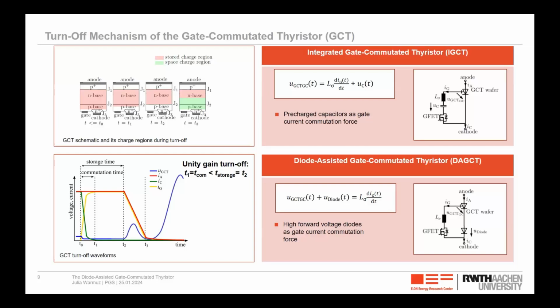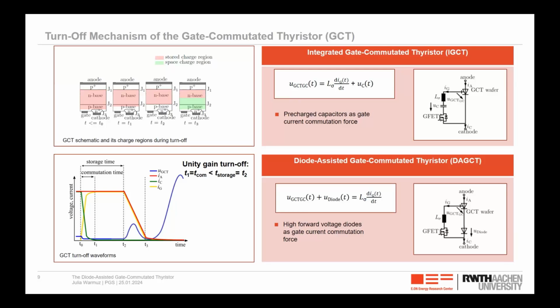So the voltage rises across the device, and at the same time the anode and gate current diminishes. So this storage time is then also critical. And we want to now say, what is the turn-off capability of the device? We defined a so-called unity gain turn-off criterion that says that the commutation time needs to be smaller than the storage time. In this two-dimensional model, it will always be the case, but in reality, the wafer is three-dimensional.